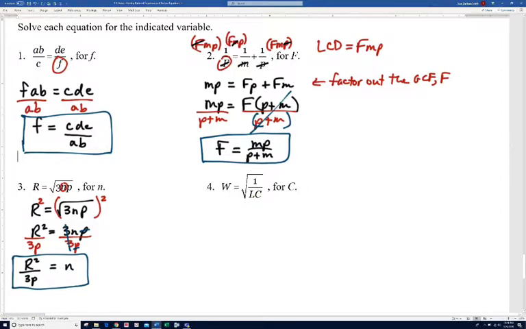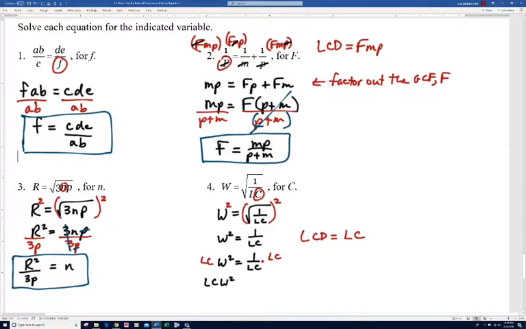And finally, on number 4, we're solving for c. So again, we got to get rid of the radical. Let's square both sides. And we're going to get w squared equals 1 over lc. I've still got to clear fractions here. I want to get rid of the fraction. In fact, my c is in the denominator. So let's multiply by the LC. That's our only denominator. And when we do that, notice on the right side, the LC's cancel and we're left with 1. On the left, we have LCW squared.